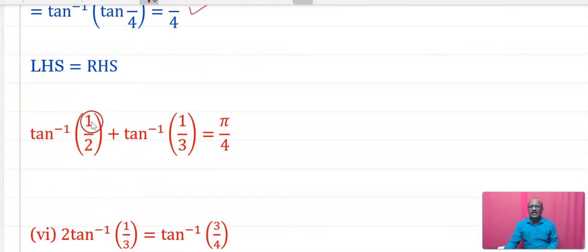And that's why tan inverse of 1 upon 2 plus tan inverse of 1 by 3 is equal to pi by 4.